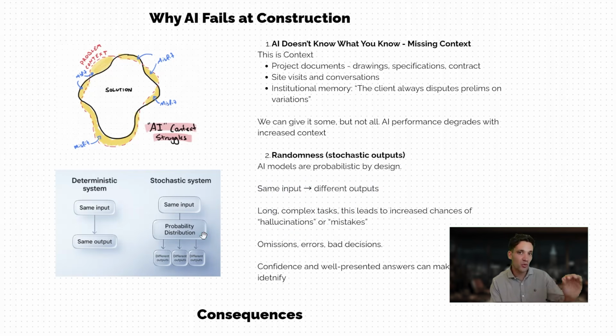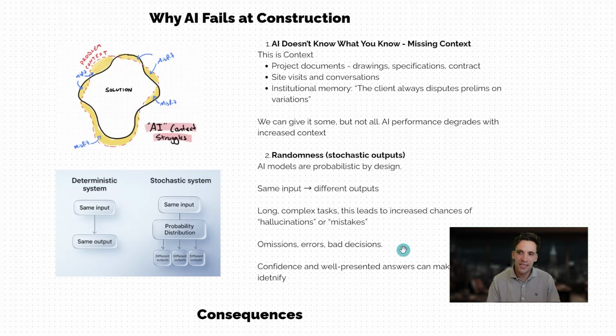You give the same model the same context, the same prompt, every time it will give you a slightly different answer. That's because these models are stochastic. They follow a probability distribution. So one input, the output of that is a distribution of possible answers.